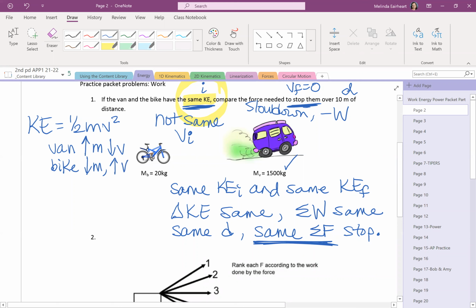We know they both come to a stop. So that's kind of the caveat. In your brain, you said it took more force to stop the van. Maybe you were saying in your mind they were traveling the same initial speed, but that wasn't told to us, right? So again, AP questions, read for detail, be careful, okay? Make sure your assumptions are safe assumptions, not generic assumptions.